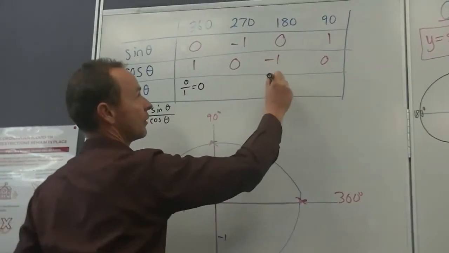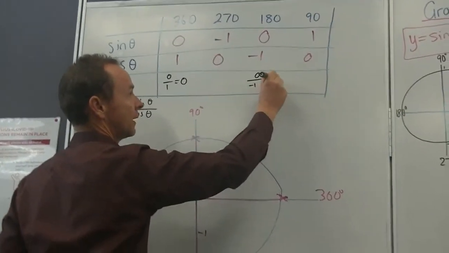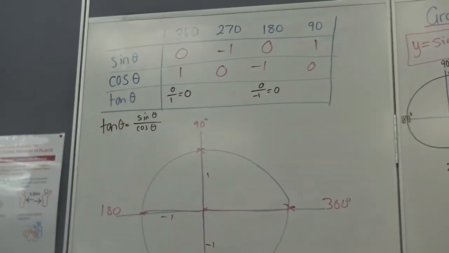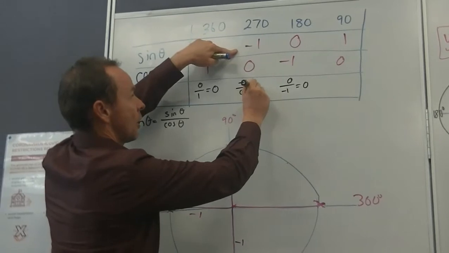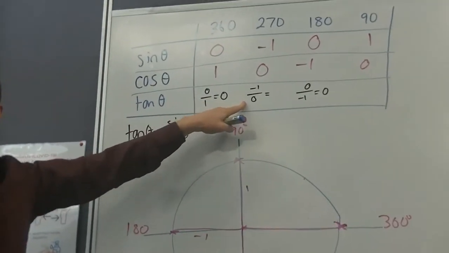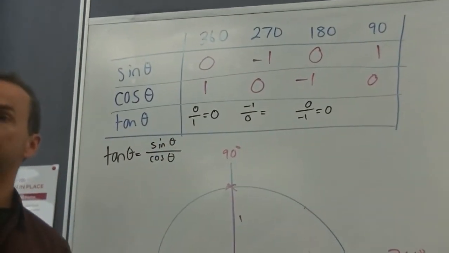And let's do this one here as well. 0 divided by negative 1 is 0. Alright, now this one's a bit tricky. Minus 1 divided by 0. If you're dividing by 0, how many times can you give $0 out?